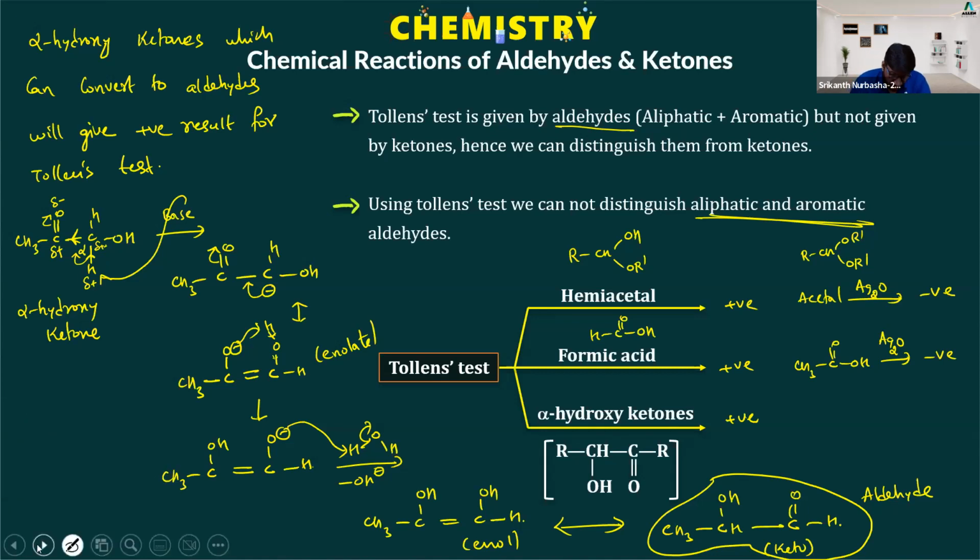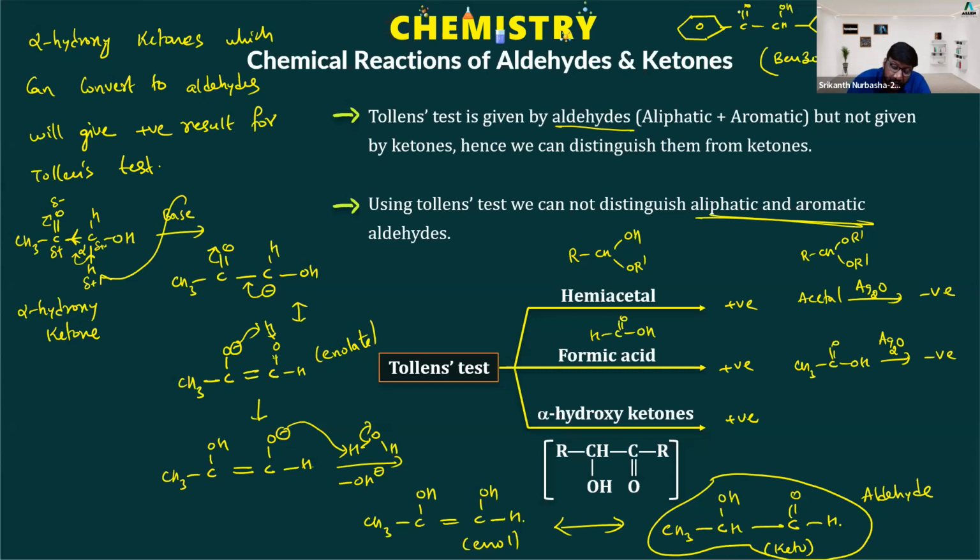I'll be giving one more compound known as benzoin. Benzoin is this particular compound. Will it give a positive result for Tollens test? C double bond O, CHOH. This is nothing but your benzoin. Will it give positive? Is it an alpha hydroxy ketone or not? Benzoin is C6H5 C double bond O CHOH C6H5.